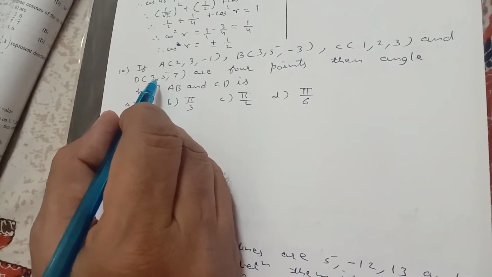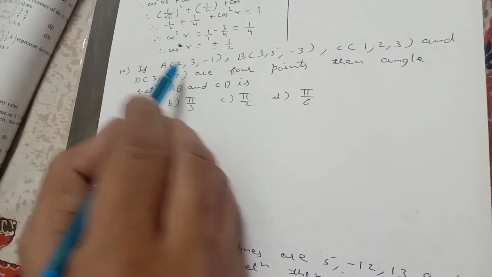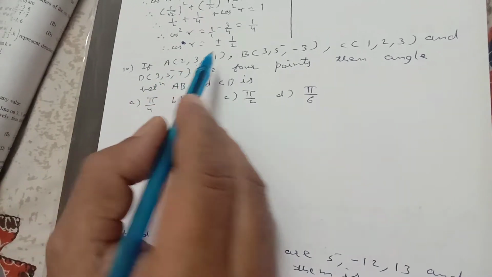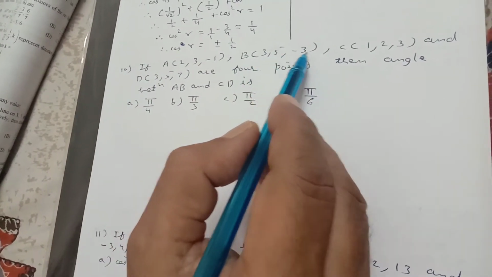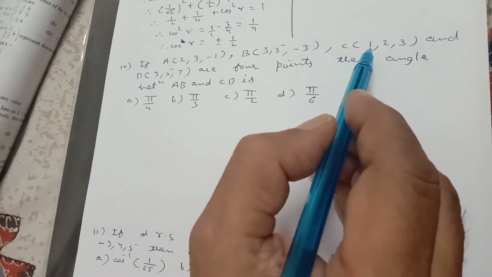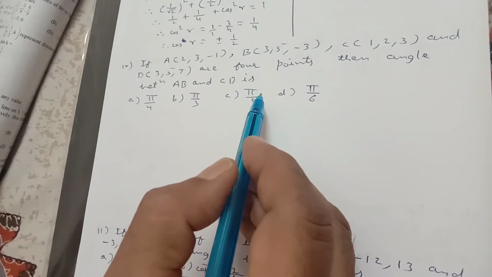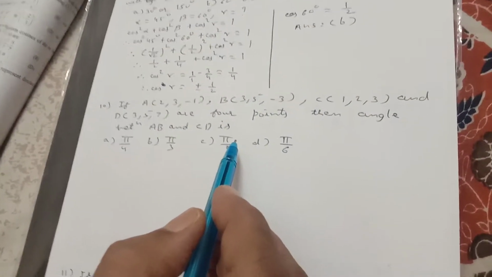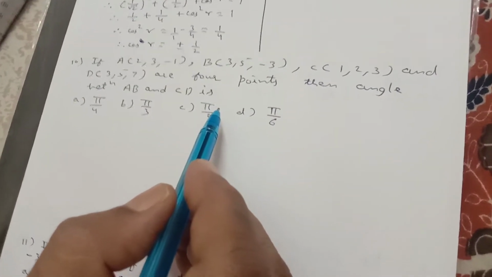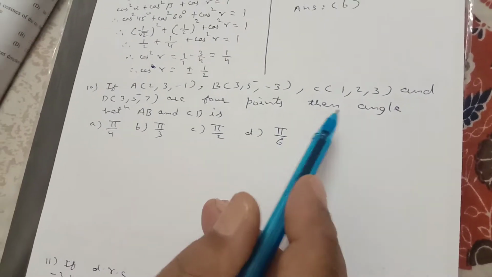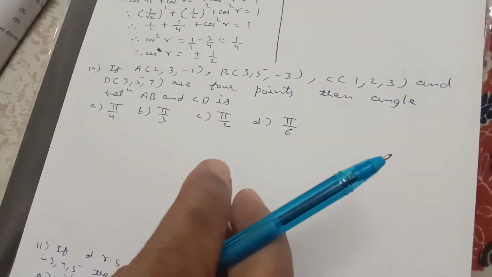Next example. Here coordinates of 4 points are given. Point A 2, 3, minus 1. B 3, 5, minus 3. Point C 1, 2, 3. And point D 3, 5, 7. Every point has 3 coordinates. So these are the points in space. And here we have to find the angle between AB and CD.